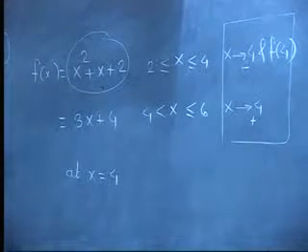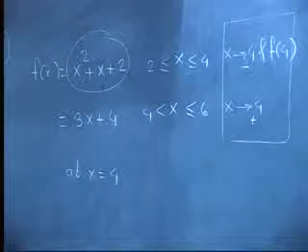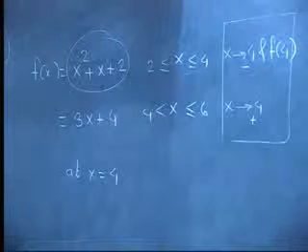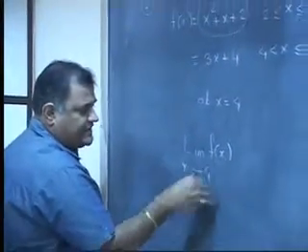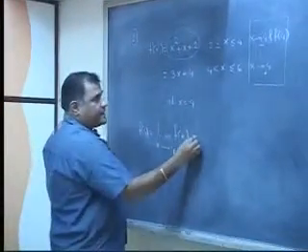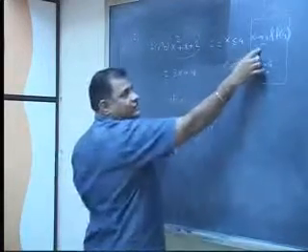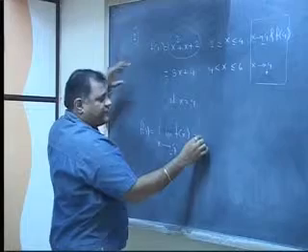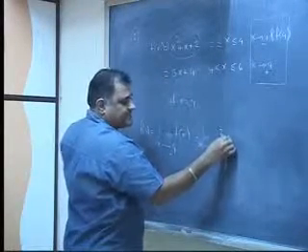In continuity you have to solve small problems of limits. If the values are equal, then the function is said to be continuous. So let's check. The limit of f(x) as x tends to 4 from the negative side is the same as f of 4. What is the function given? X square plus x plus 2.